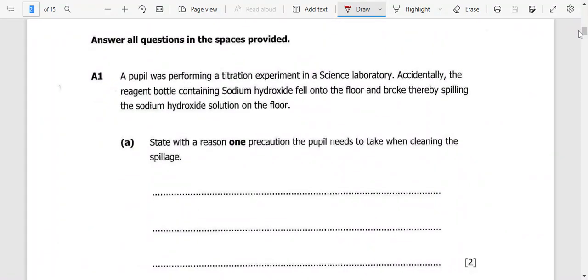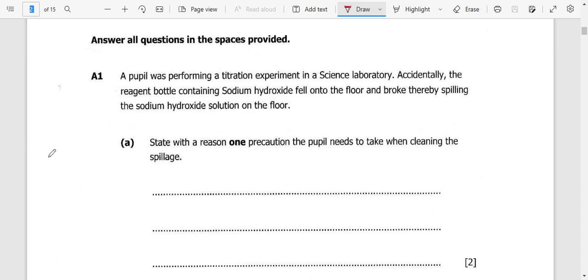Question 1. A pupil was performing a titration experiment in a science laboratory. Accidentally, the reagent bottle containing sodium hydroxide fell onto the floor and broke, thereby spilling the sodium hydroxide solution on the floor. State with a reason one precaution the pupil needed to take when cleaning the spillage.